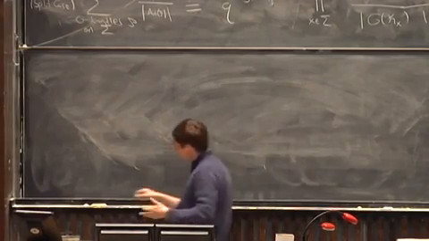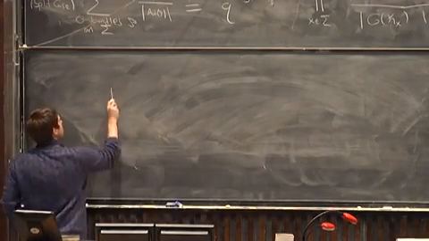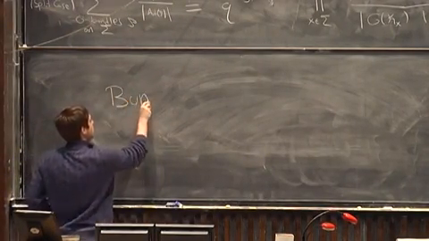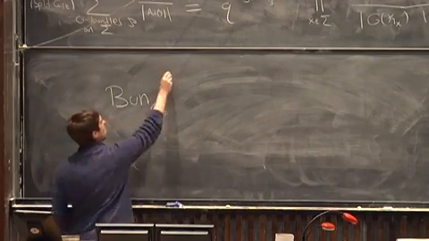So we can encode this structure by introducing an object that I'll call Bun_G(sigma).